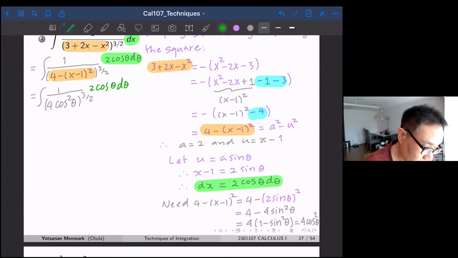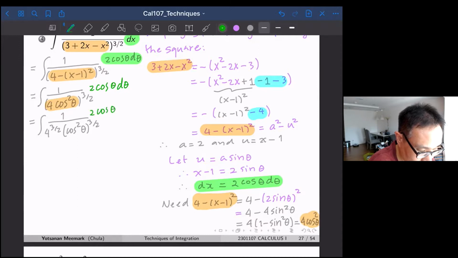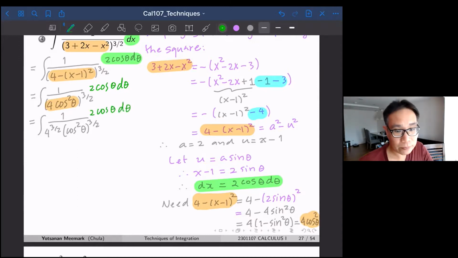So this one is the orange term. Okay, so this one, this is what you have, and 4 cos square, and this guy is 4 cos square. So for this, it's gonna be integrate, and it's gonna be 1 over, so you get 4 to the 3 half, and you get cos square theta to the 3 half, and you have 2 cos theta d theta.